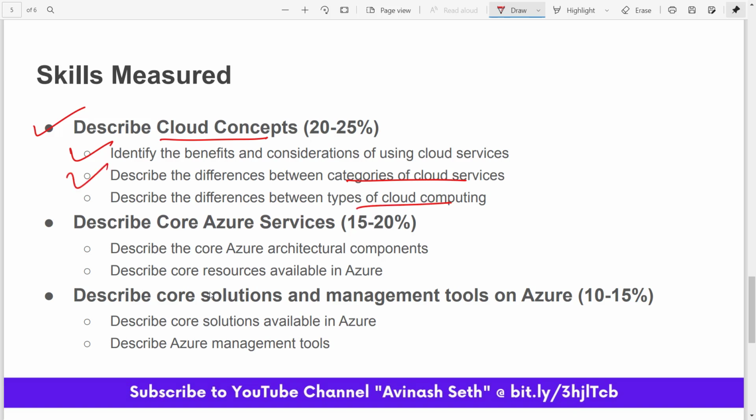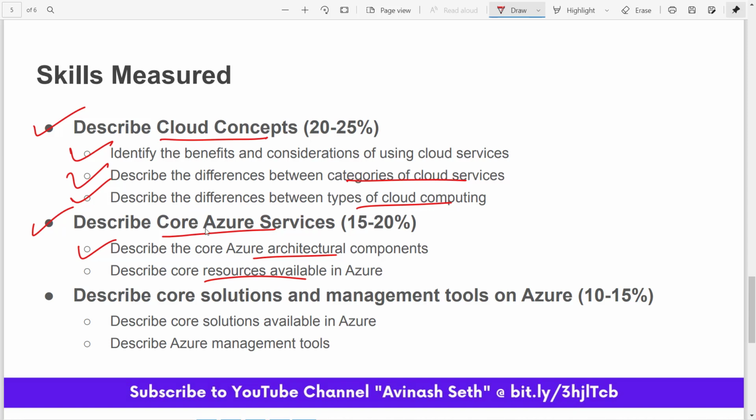So these are very basic things. As you can see, these are very basic things. Again, if you have heard about these things for the very first time, don't worry, we are going to discuss that. And the second part says describe core Azure services. So how the core Azure architectural components work. I would not say works, but yes, you have to describe that. The core resources available in Microsoft Azure. So you have to describe that as well.